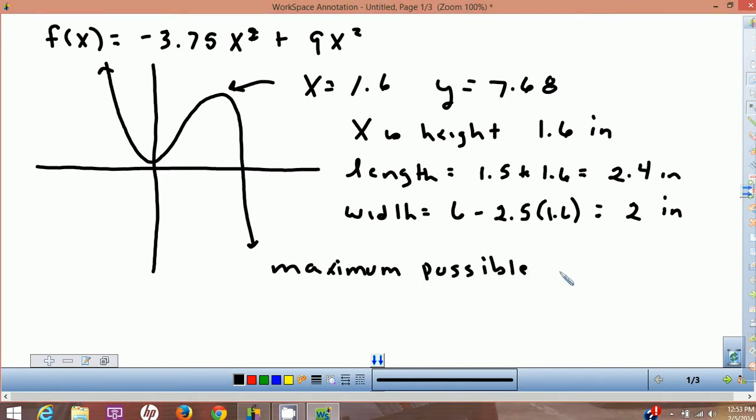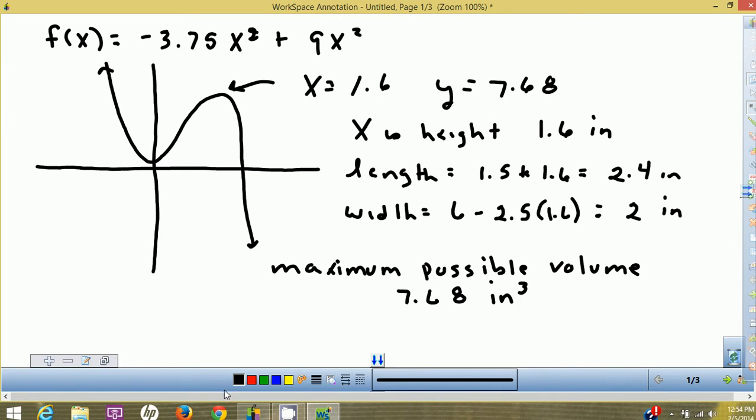Well, my maximum possible volume is the y value. Remember, I was graphing volume. So what's the biggest volume can ever be? It's this y value here at the top of this. So it is 7.68. We're talking about volume, so cubic inches.